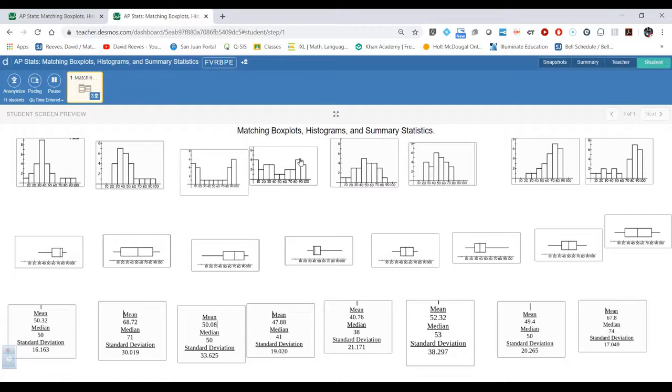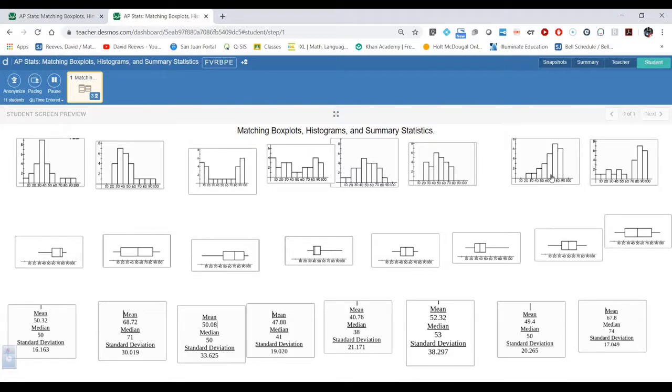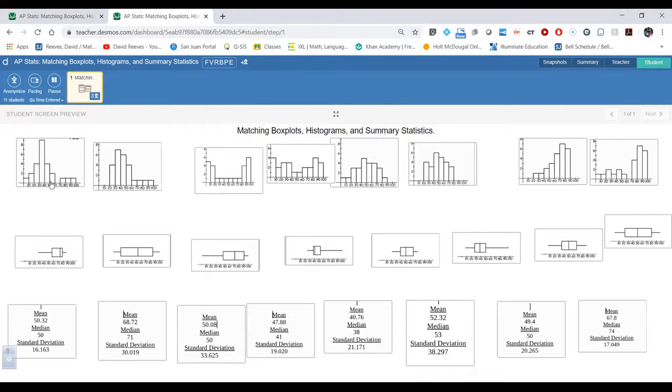If I am not mistaken, these two here are skewed to the left because it trails down to the left, which means more of the data is on the right. These two here are skewed to the right, which means the data trails to the right and more of the data is on the left. And then these ones are kind of more symmetrical, not completely.